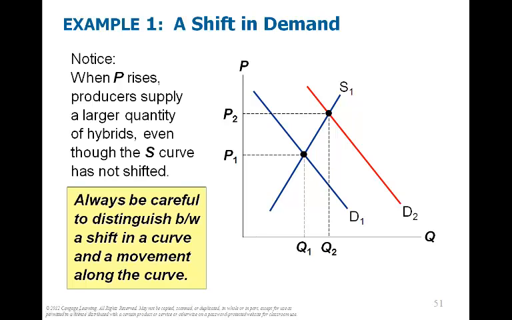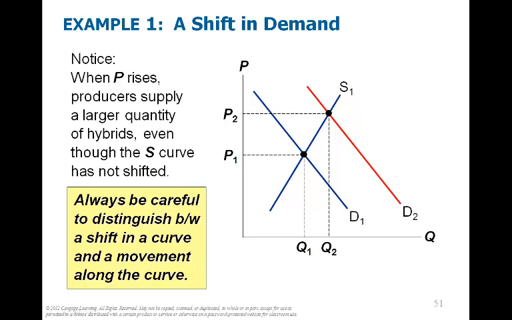Notice that as the price rises, producers are willing to supply a larger quantity of hybrid cars even though the supply curve hasn't shifted. So at this new higher price, the quantity supplied increases, and that's what allows the producers to meet this increased demand for the product.